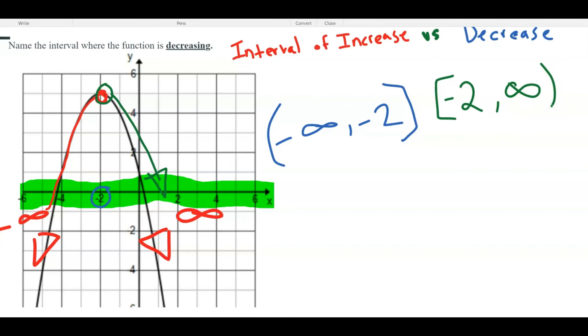Okay, so when you are labeling interval of increase, interval of decrease, we're talking about left and right, not up and down. So when I say where does it start decreasing, don't think that's negative infinity because it goes down. We're talking about our x values. Okay, left or right. Right's always positive, left is always negative if we're talking about the x's, and that's what interval of increase and decrease are referring to.